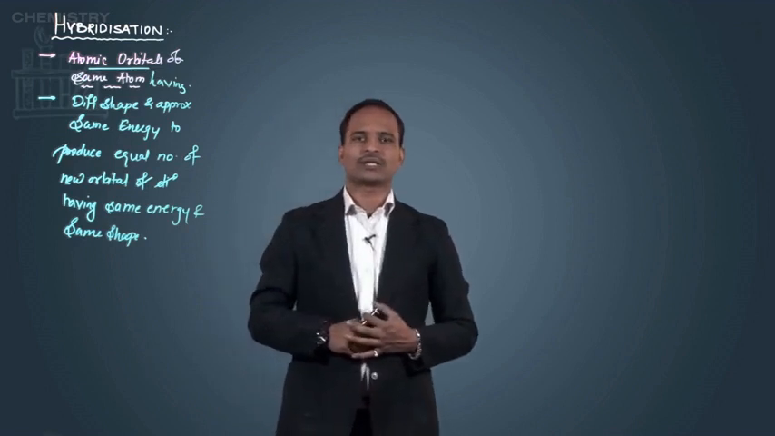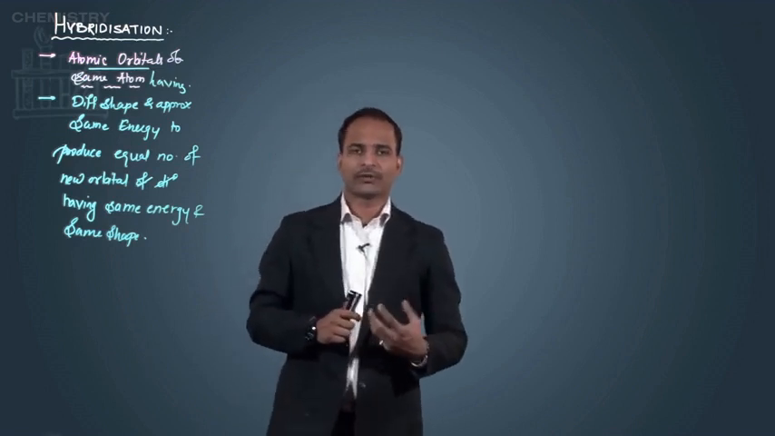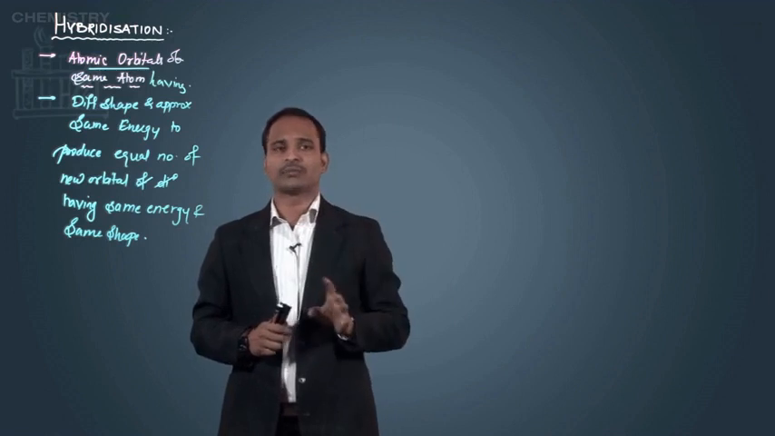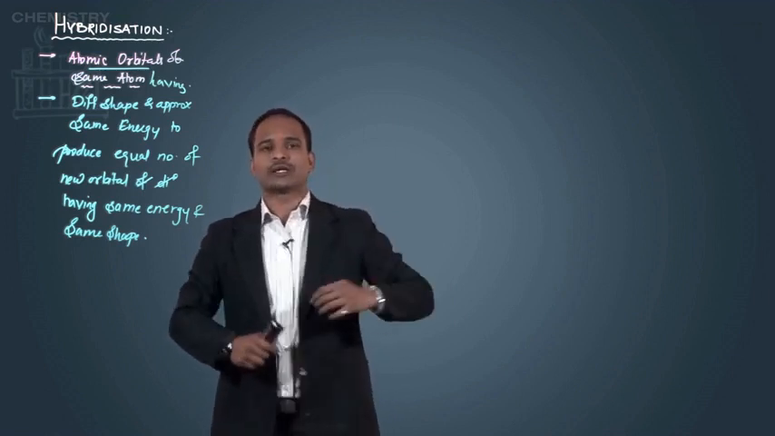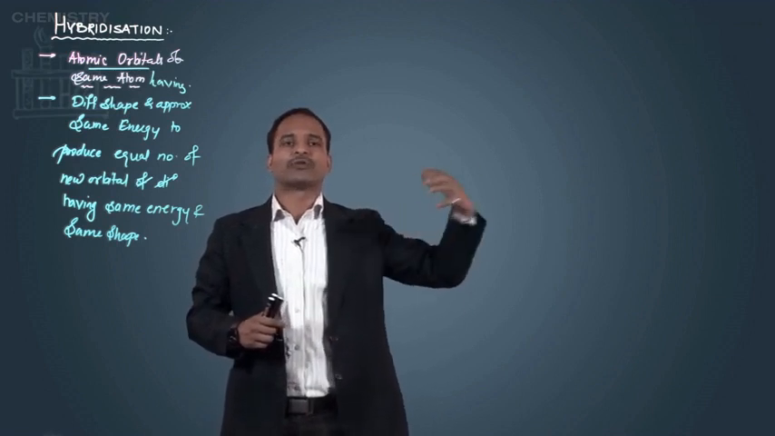Now what is hybridization in simple words? See, hybridization is nothing but the preparation of the atomic orbitals of an atom before the bonding. It is not about the bonding; this process doesn't take place during the bonding, but it happens before the bonding.